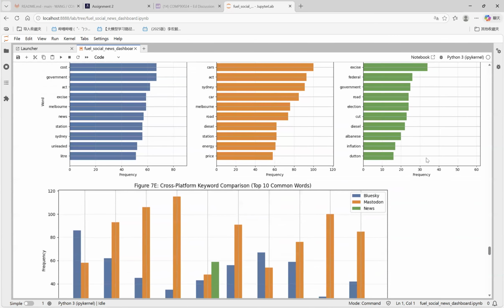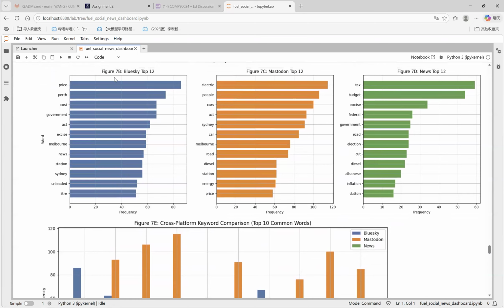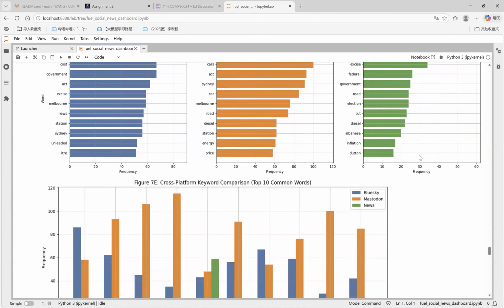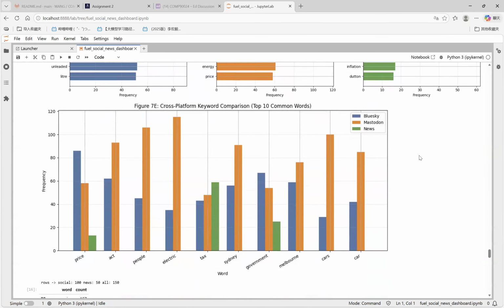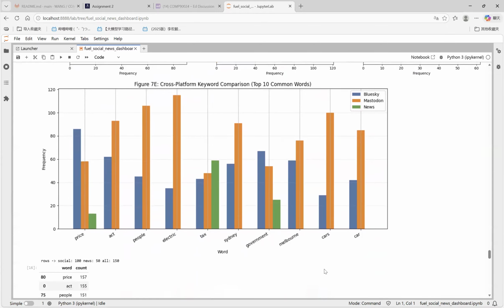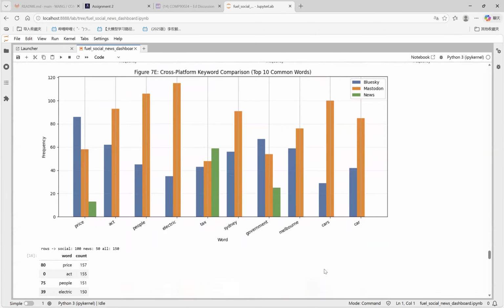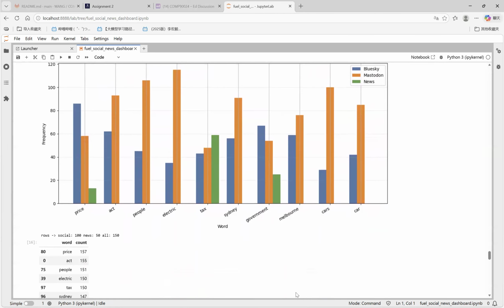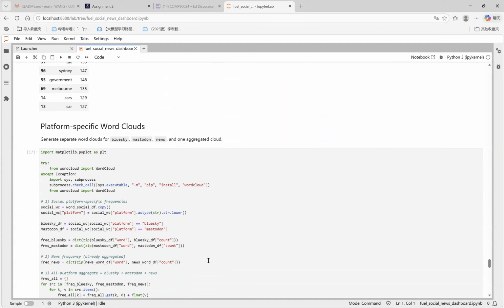And this figure uses bar charts to show how often each word appears in the data. The longer the bar, the more times that word came up. The bottom chart puts all three groups together for a direct comparison. We can see that each platform has its own set of top words. For example, Bluesky focuses more on price and cost, while Mastodon leads with electric and cars.